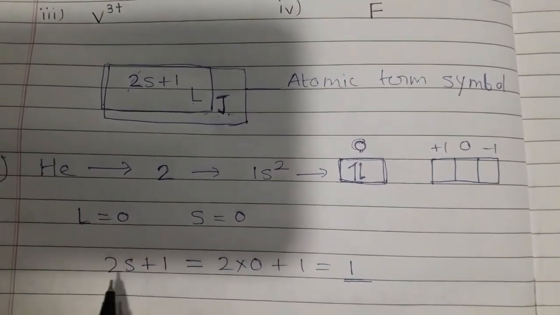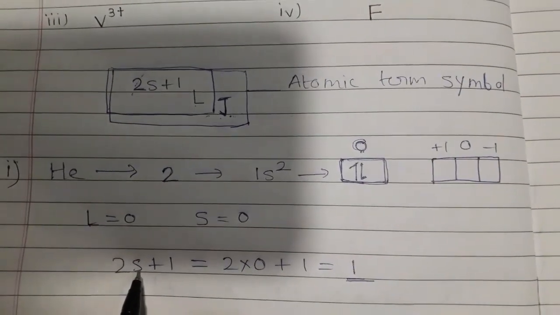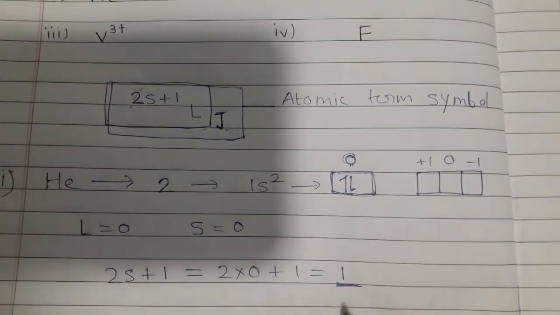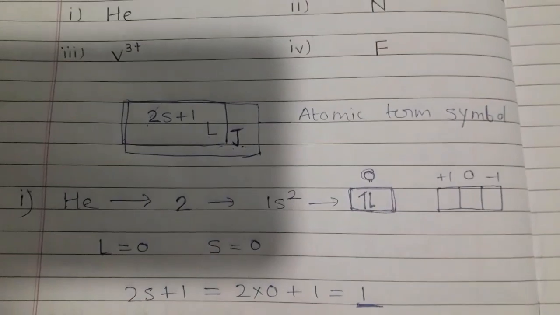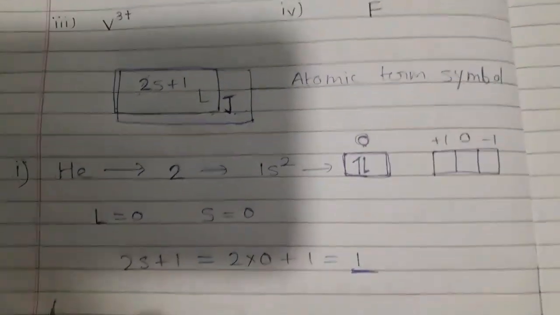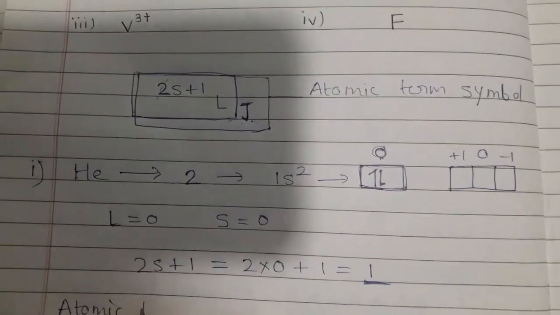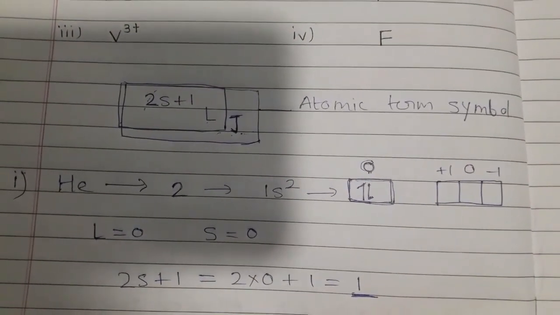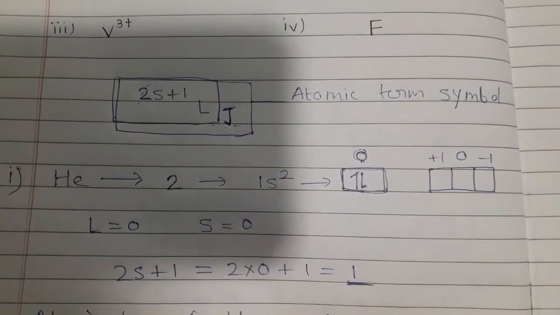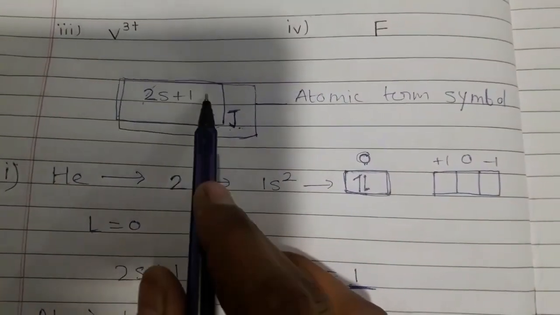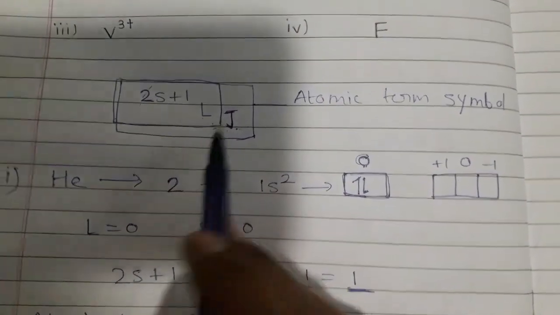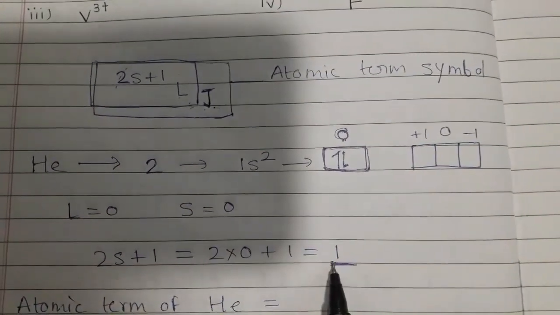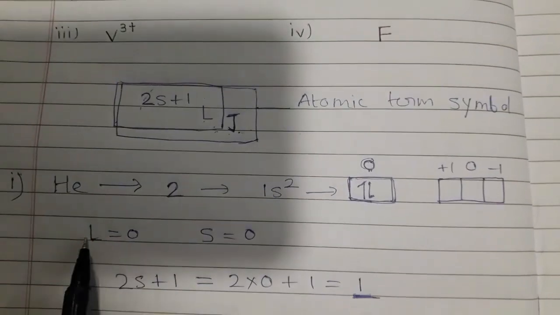2s plus 1 is nothing but spin multiplicity, only s is spin. So here we have got spin multiplicity as 1, alright. So we can write the atomic term of helium. Here the formula is 2s plus 1 L for atomic term, alright. Here you can see the formula 2s plus 1 L is for atomic term. So here we have got the value of 2s plus 1, which is nothing but 1, and we have the value of L here also.